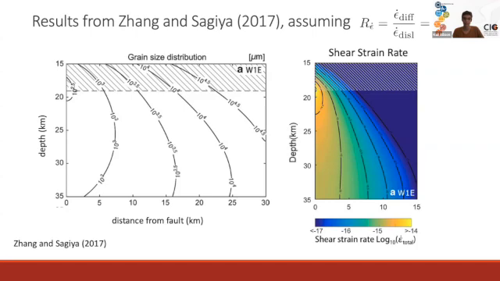They predict that the BDT occurs at 18 kilometers depth, and that's shown with the dashed line. The ductile shear zone is highly localized at the BDT, and it broadens with depth. And the grain size is smallest in the middle of the shear zone at the depth of the BDT, where it's 215 microns, and it increases to be on the order of centimeters outside of the shear zone.